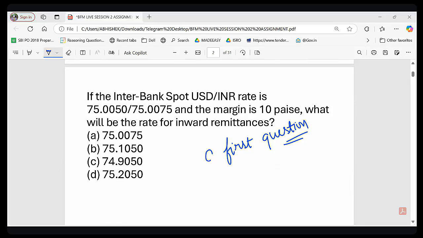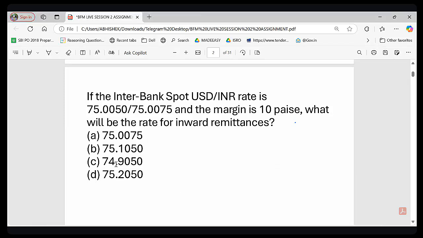So let's start with our first question. You can see on your screen: if the interbank spot USD/INR rate is 75.0050/75.0075, and the margin is 10 paisa, what will be the rate for inward remittance? Options are: 75.0075; second option is 75.1050; third option is 74.9050; and fourth option is 75.2050.